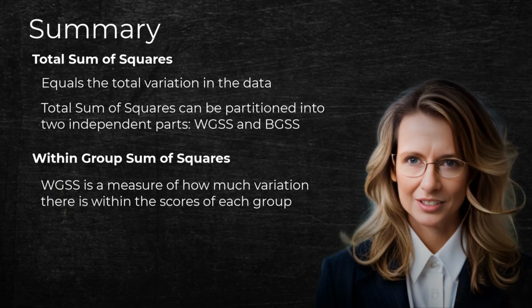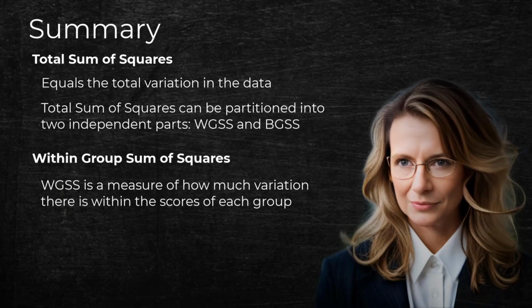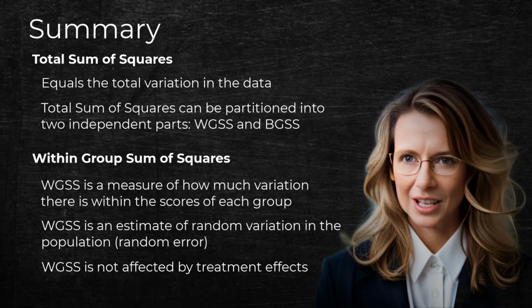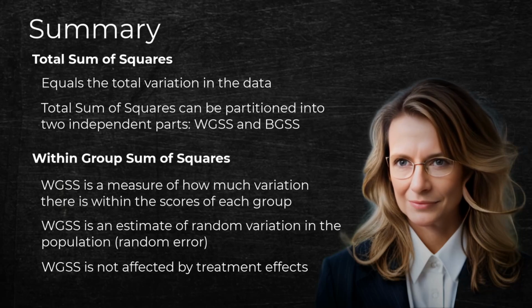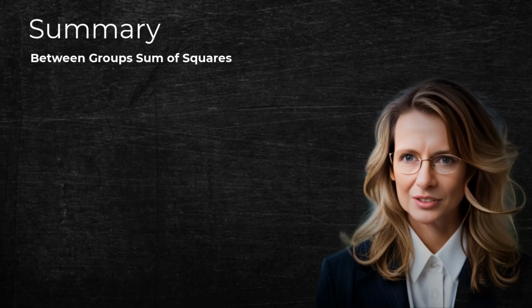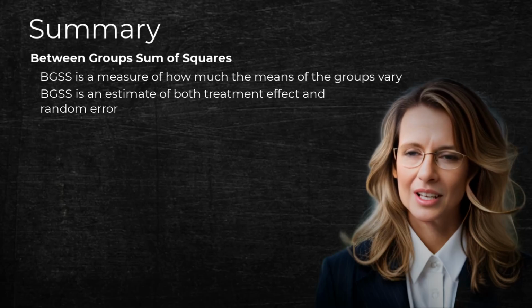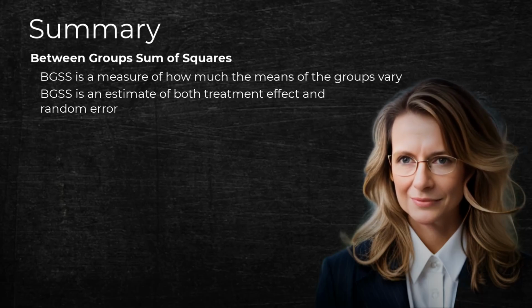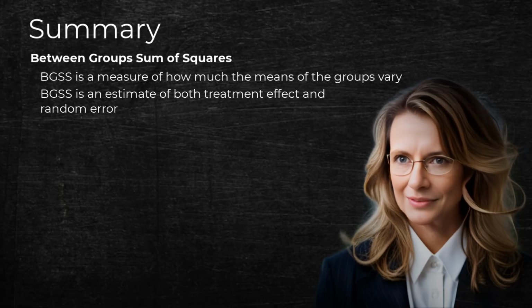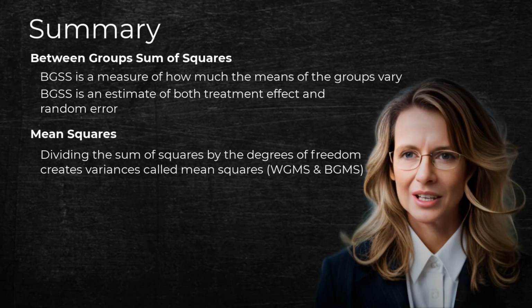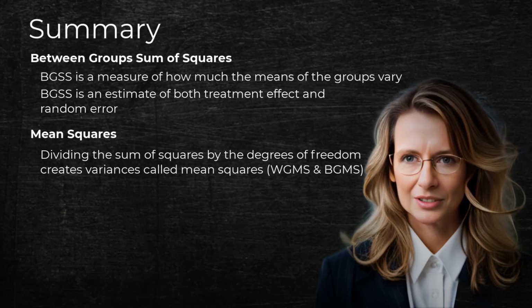It is based on how much the scores within each group vary from their group mean, and when combined across all the groups is an estimate of variation due to random error in the population. It will not be affected by any experimental treatment that may be present. The between groups sum of squares is a measure of how much the means of the groups vary from the grand mean of all the scores. It is an estimate of both the variation caused by treatment effect due to our experimental manipulations and the variation due to error.